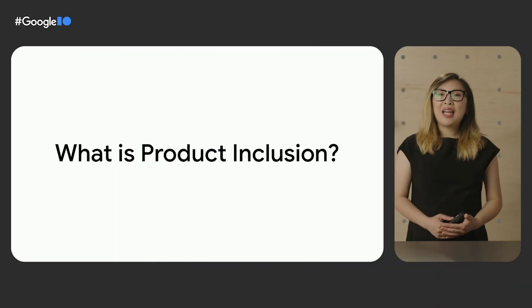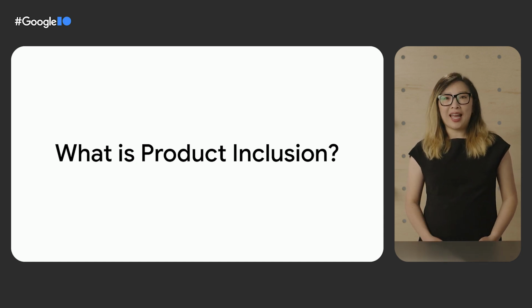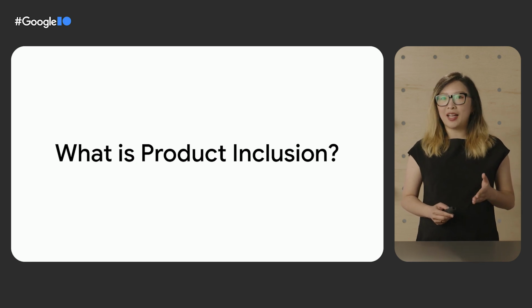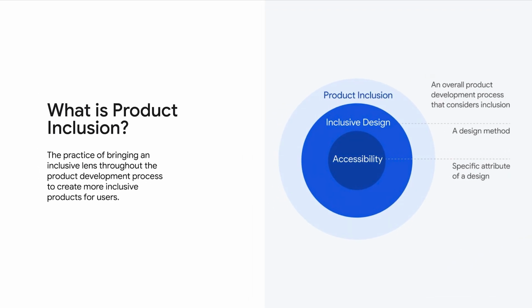Thanks, Alex. We just talked about accessibility. Now, let's take a look at what is the relationship between accessibility, inclusive design, and product inclusion. Let's take a look at this diagram.